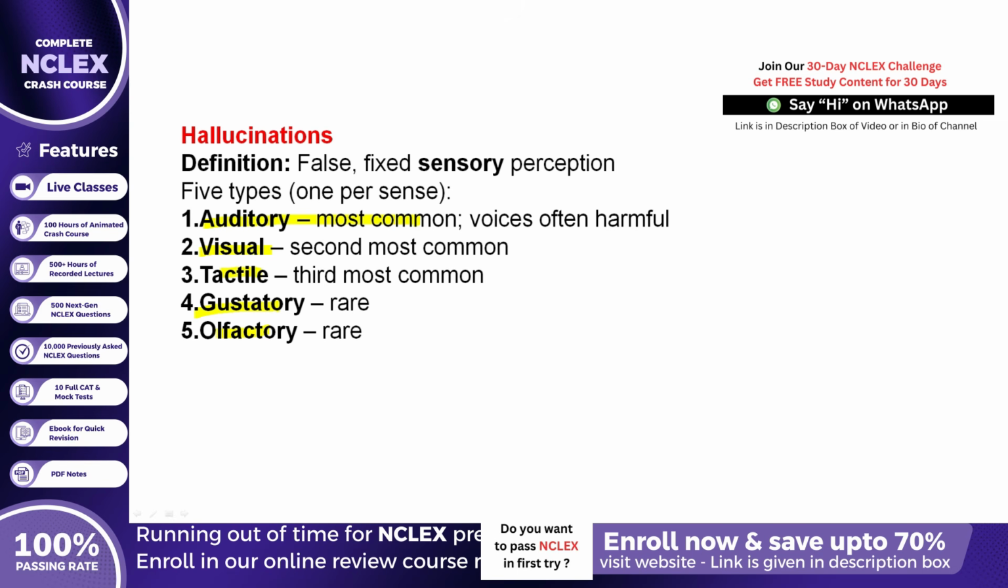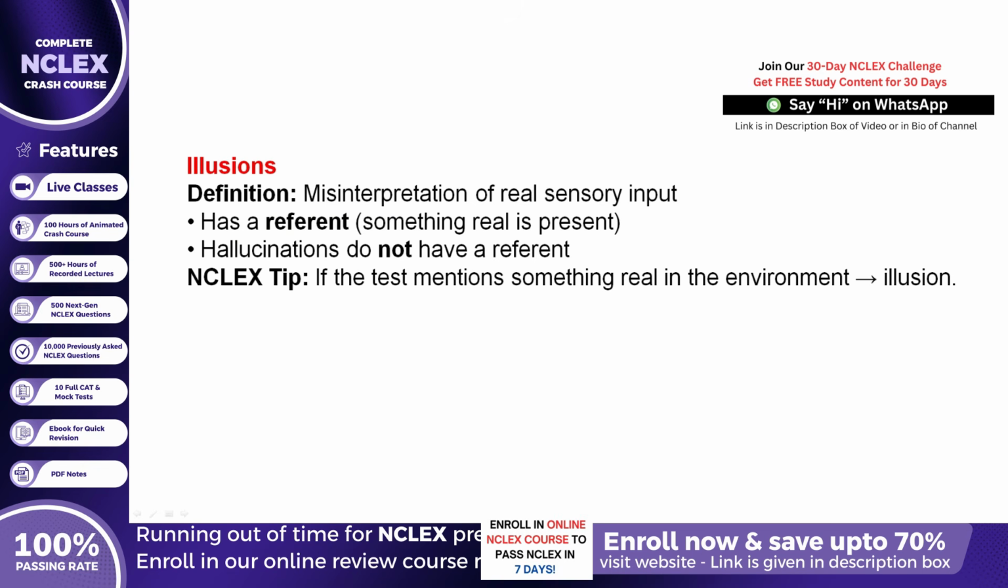Illusion definition: misinterpretation of real sensory input, which means the stimulus is actually present but is wrongly perceived. An illusion has a referent, so remember that something real is present in the environment to cause it. By contrast, hallucinations do not have a referent because nothing real is triggering the perception. NCLEX tip: if the test mentions something real in the environment, then you should choose illusion.